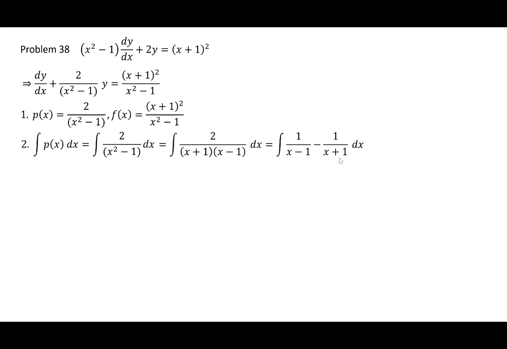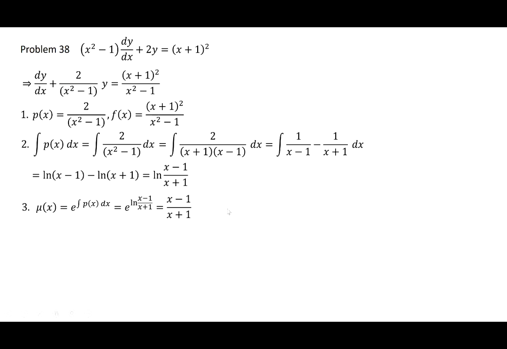If you have any trouble with how you did this, please watch a video that I posted on partial fraction decomposition in the background part. Okay. So it becomes this. And integrating this, you get natural log of x minus 1 minus natural log of x plus 1. However, natural log of A minus natural log of B can be written as natural log of A over B. Fascinating. So the integral of p of x turns out to be natural log of the quantity x minus 1 over x plus 1. In the next step, let's figure out mu as e raised to integral of p of x dx. And we get x minus 1 over x plus 1.